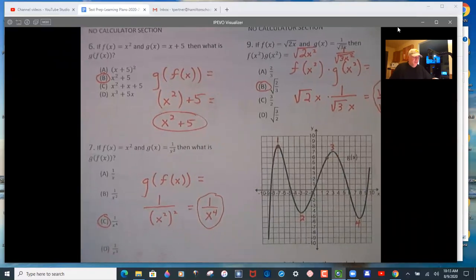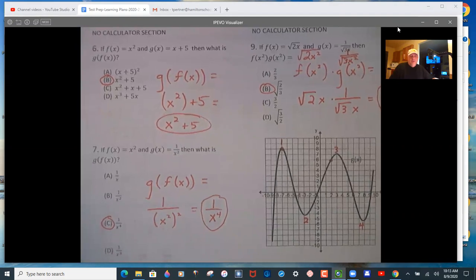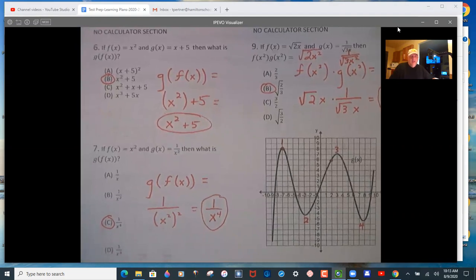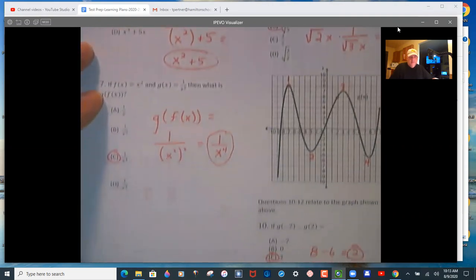All right, problem 6. So g of f of x. That means the whole function f of x goes in for x on the g function. So x squared replaces x in the g function. So we get x squared plus 5 when we do that.